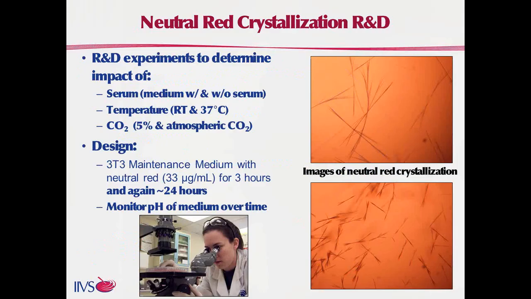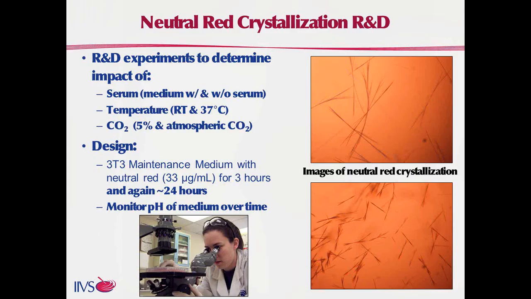At one point, we started to see minimal amounts of Neutral Red crystallization during our routine assay conduct, and we hadn't really had any major changes in our assay procedures or supplies that would really have stood out as a cause for this. So with that, we started doing some R&D experiments to see if we could induce crystallization and see if there were any impacts of serum, temperature, and CO2 on that crystallization. And you'll see the graphics to your right there, a couple images of Neutral Red crystallization that we had seen.